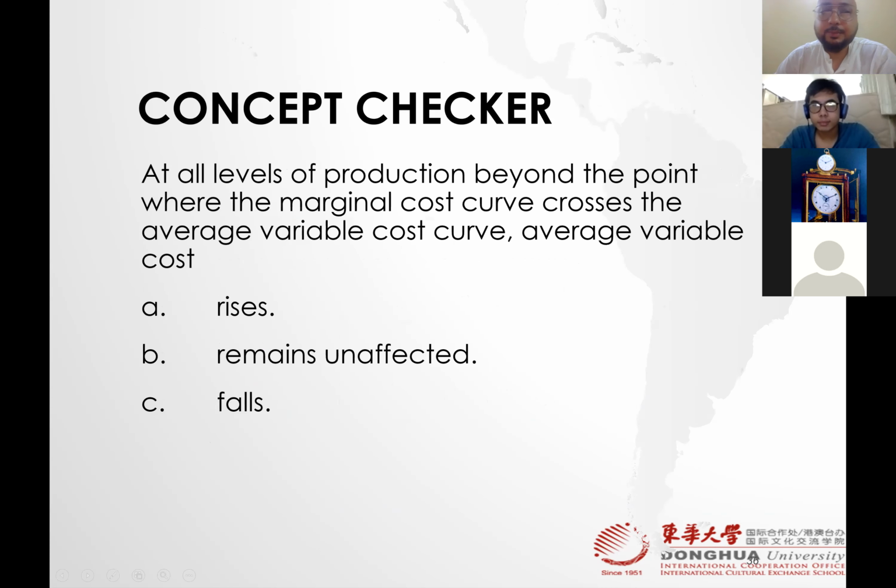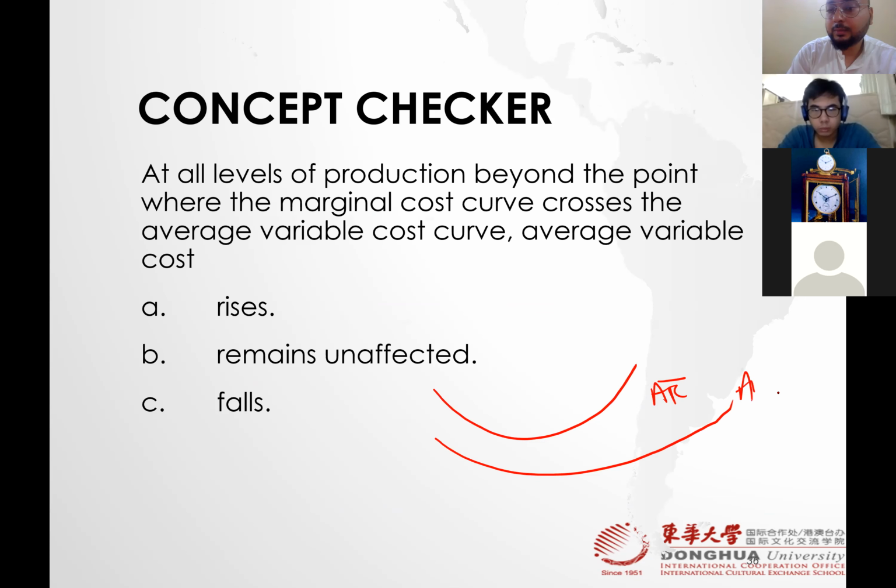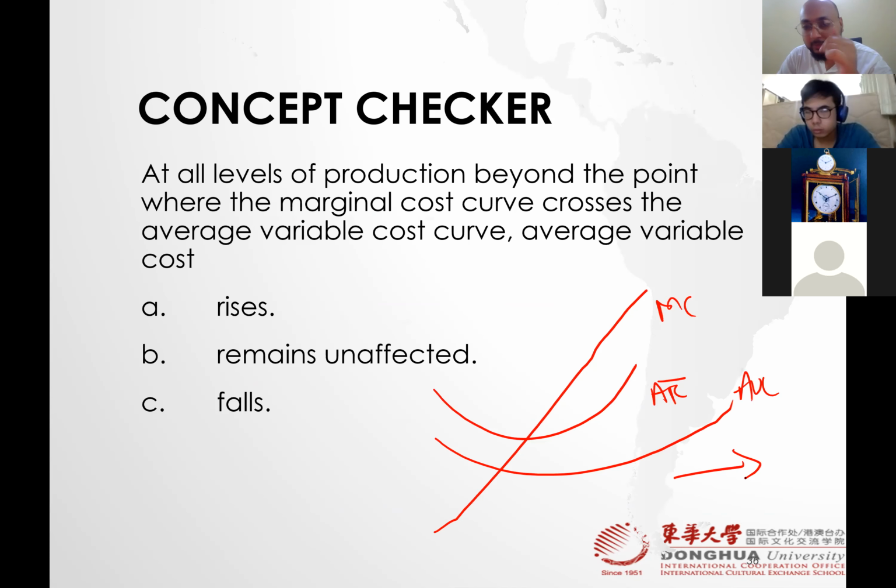Now answer this question. At all levels of production beyond the point where marginal cost crosses the average variable cost curve, average variable cost... it means what we are talking about, draw the curve. Oh, sorry, average variable cost, not average total cost. So we know that this is average total cost and average variable cost is below the average total cost. And this is the MC. Beyond means right hand side. So now can you answer?